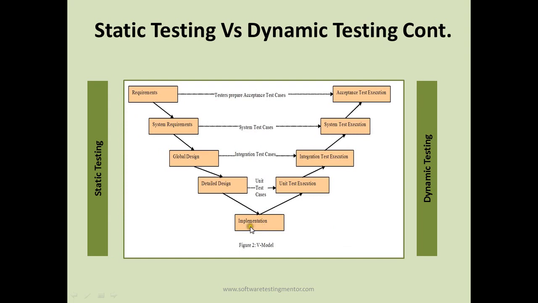Once the code has been built and is available in the form of builds which can be installed on the servers, unit testing starts by executing the code. It is installed on the server, and then the code is deployed and executed. From then on, the dynamic testing phase starts. So in the V model, the left hand side is all static testing, and the right hand side of the V model is all dynamic testing.